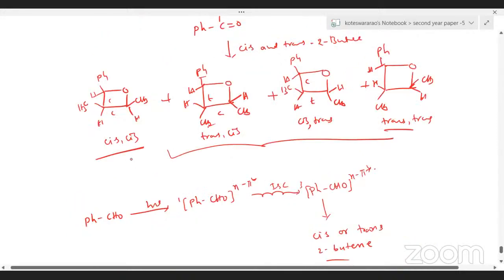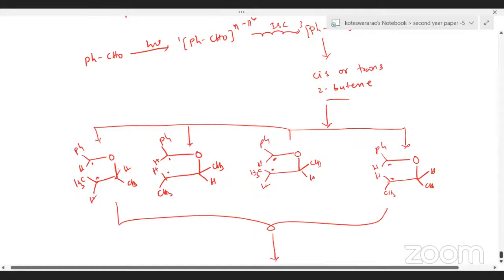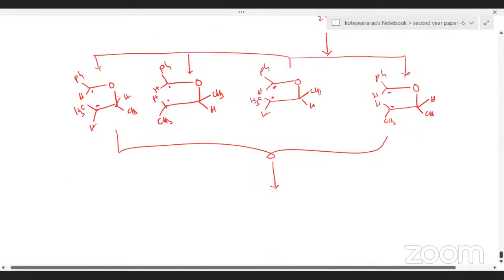You can take them as A, B, C, D. These products are generated here. How? The reason is I am showing four at a time. You can take the cis isomer only in this Paterno-Buchi reaction, and these four products are observed.